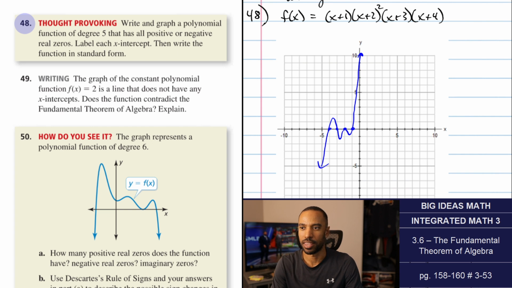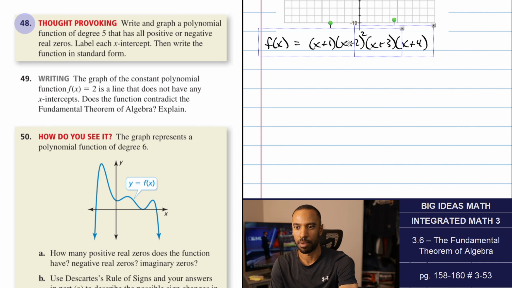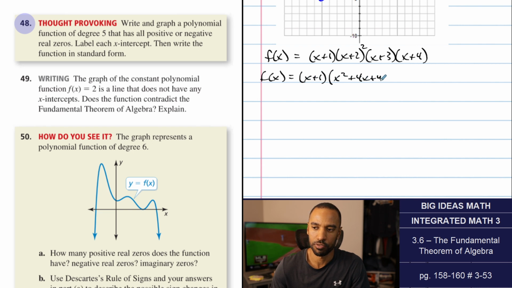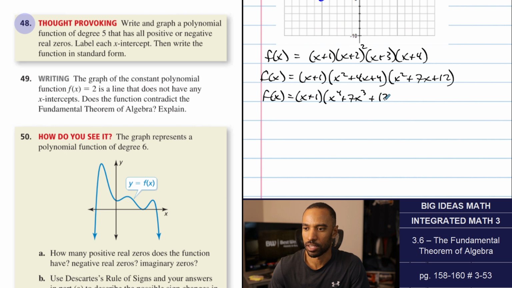So when I expand this, they said write it in standard form, so we have a little bit to do here. They're going to make us do some work. It will end up being an x to the 5th, but let's see. I'm going to keep the x plus 1 as is for now. X plus 2 squared is x squared plus 4x plus 4. X plus 3 times x plus 4 is x squared plus 7x plus 12. I'm not going to do a box this time. I'm just going to work it out as it is. So I got x to the fourth plus 7x cubed plus 12x squared plus 4x cubed.